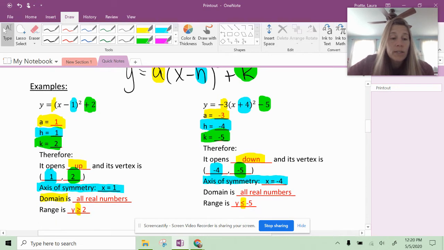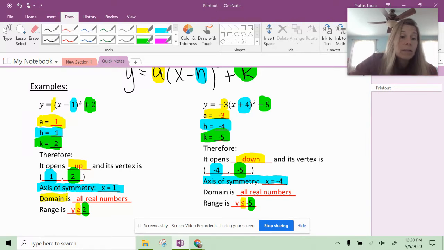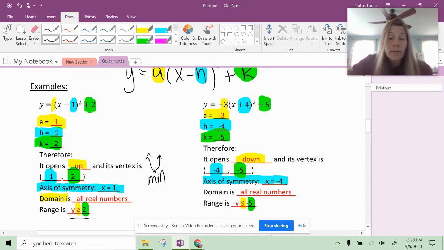And then that just finishes up here with your range. So y is greater than or equal to, because A was positive, and everything has to be greater than 2 since that was my K value, and that's my minimum. And here it's going to be a maximum. So I'm going to write that down. Since A opened up, it had a minimum, which is why all the y values have to be greater than or equal to 2. But when it opened down, it had a maximum, which is why the range, all the y values, had to be less than or equal to that K value.